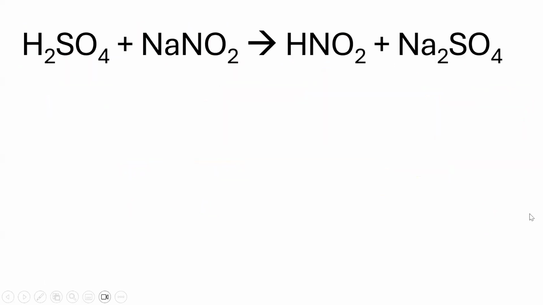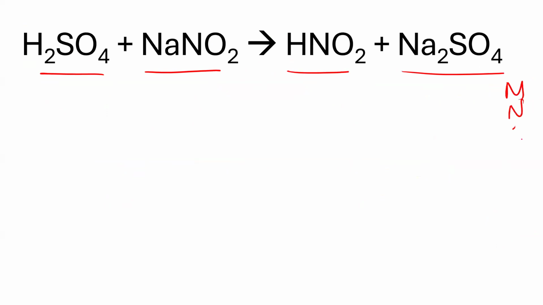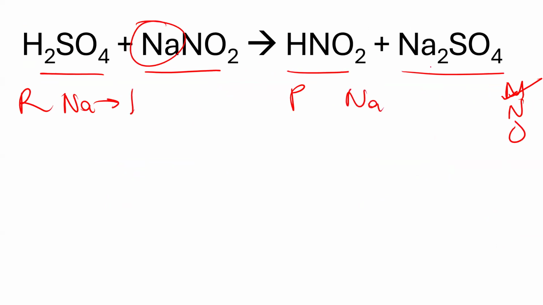So our last example is sulfuric acid plus sodium nitride to form nitrous acid and sodium sulfate. Okay? So we have to write MNO. We have a metal. So that would be our sodium. So our reactants, we have sodium, right? We have 1. For the product sodium, we have 2. So we multiply this by 2 to balance the equation.